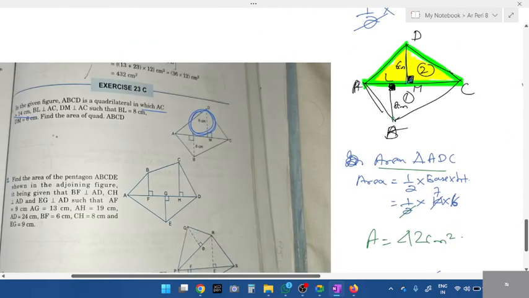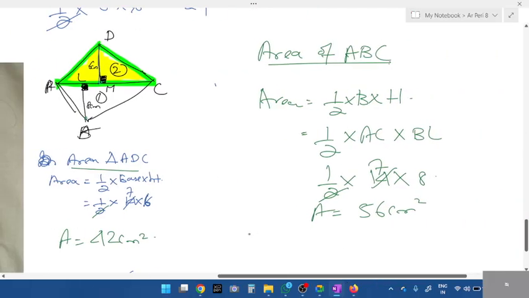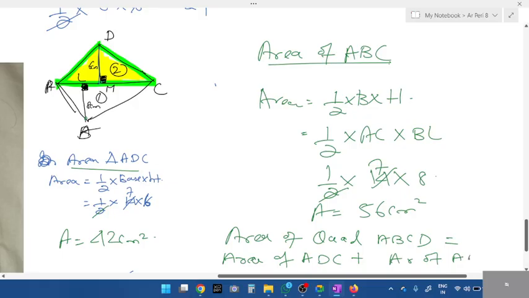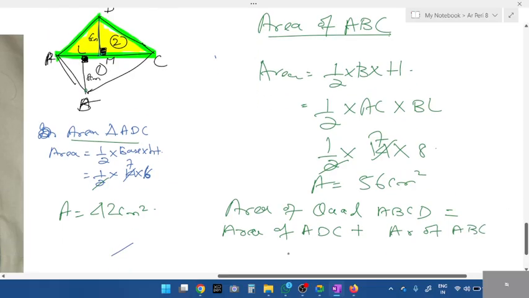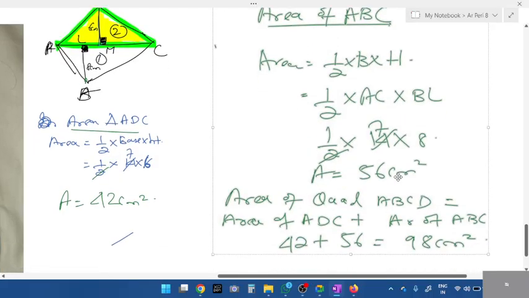So what have they asked us to find here? Find the area of quadrilateral ABCD. So you have to write it like this: area of quadrilateral ABCD is equal to adding both the areas, area of ADC plus area of ABC. What is the area of ADC we got? 42 plus 56. The answer is 98 centimeters square. Is it clear? Understood how to solve? Don't write it, students. First, let me know whether you all understood or not.